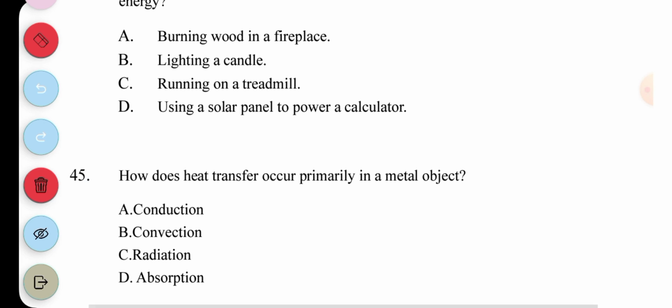45. How does heat transfer occur primarily in a metal object? A. Conduction. B. Convection. C. Radiation. D. Absorption. Answer to question 45 is A. Conduction.